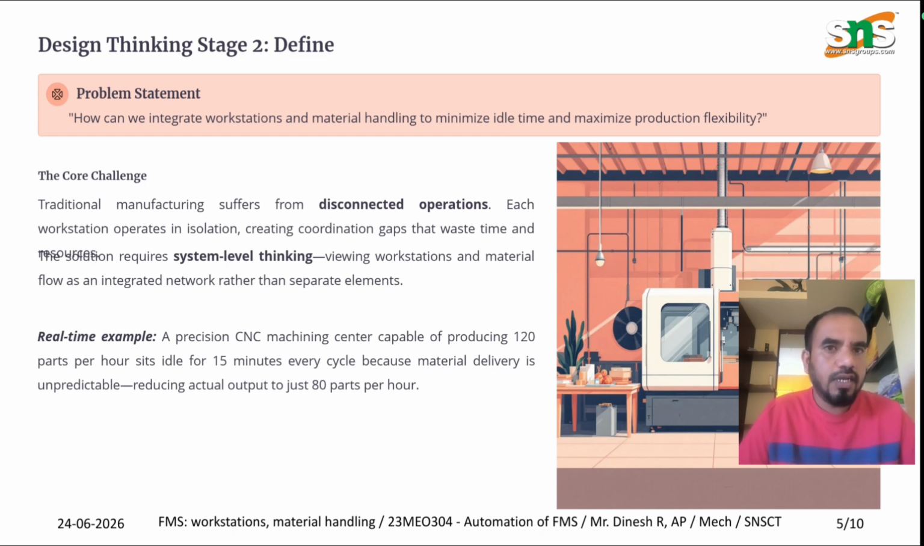Okay, so the real-time example: a precision CNC machine center capable of producing 120 parts per hour sits idle for 15 minutes every cycle because material delivery is unpredictable, reducing actual output to just 80 parts per hour. Okay, so this is what happens when we go without integrating the stations, which leads to the idling of machines which are capable of producing more products. Okay, so this is what the problem statement is.